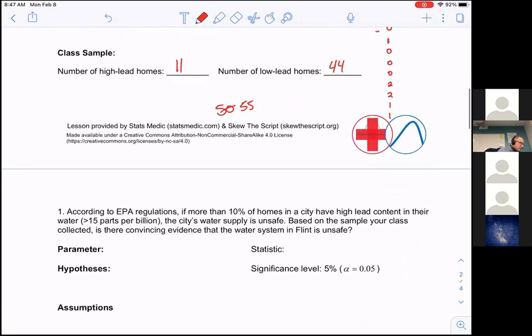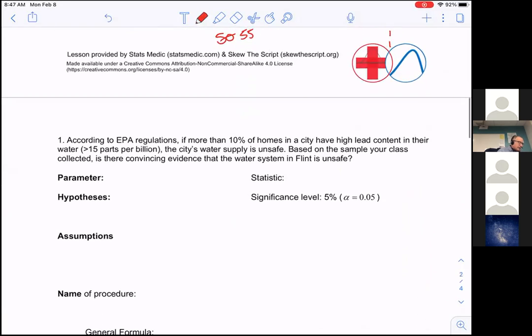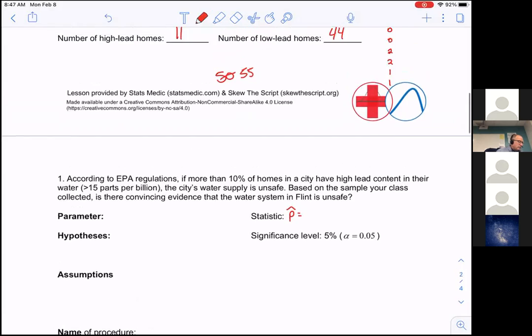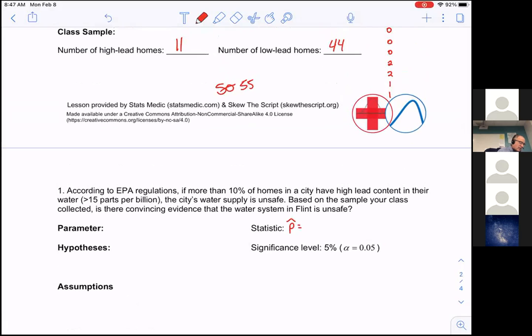Okay. So if we come down here and we write down, again, our statistic here is going to be our p hat. What is our p hat going to be? 11 out of 55.